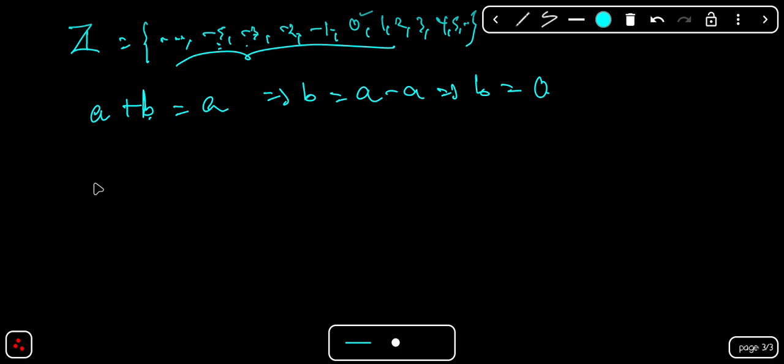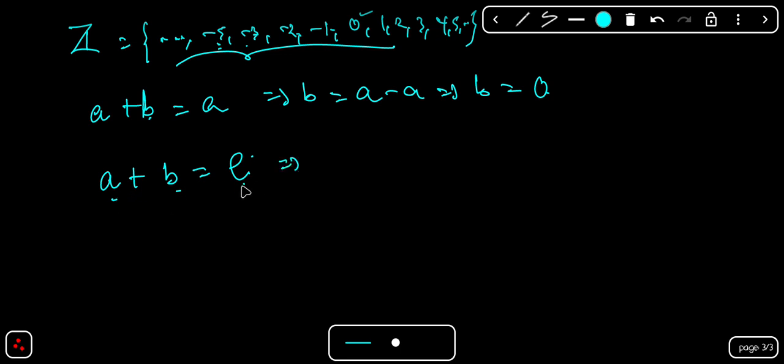Now, let's check the fourth property, which is the existence of inverse. Now, how do we define the inverse? For each A in G, there must exist B such that if we add A to B, we must get E. Are we together? And remember, E is 0. Now let's check if we are going to find the inverse of A.